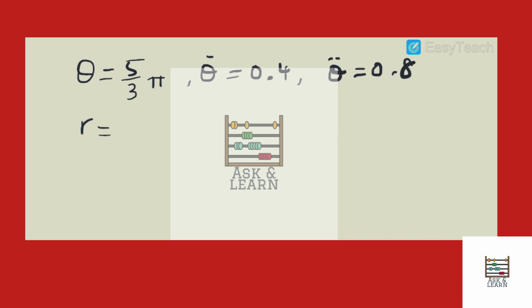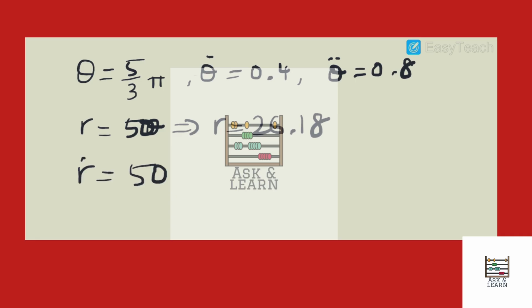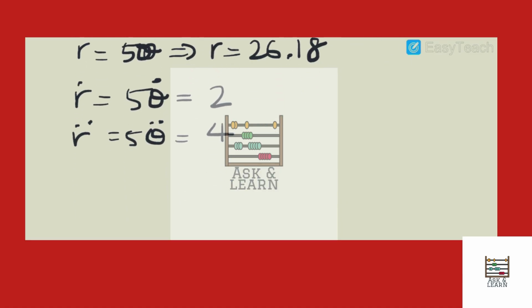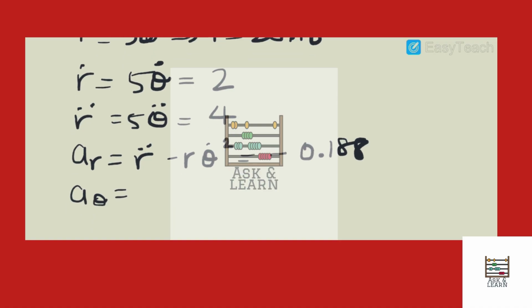We know that r is equal to 5 theta, so therefore our r is equal to 26.18. R dot is just going to be 5 theta dot, and this is equal to 2, and r double dot is equal to 5 theta double dot, which is equal to 4. Therefore, we can use these pieces of information to solve for acceleration in the radial and theta directions. So a_r we know to be equal to r double dot minus r theta dot squared, which is equal to minus 0.188. And our acceleration in the theta direction is equal to r theta double dot plus 2 r dot theta dot, which is equal to 22.54.